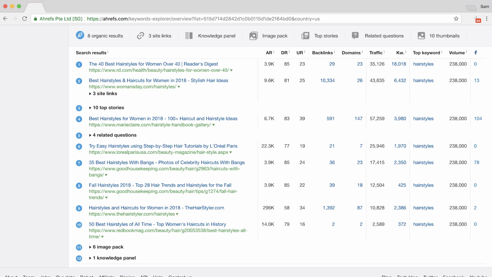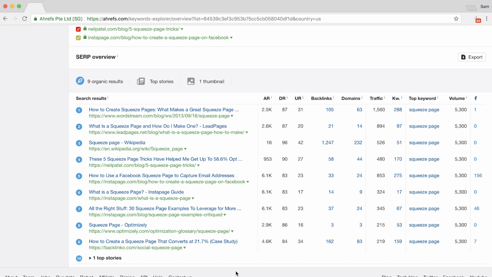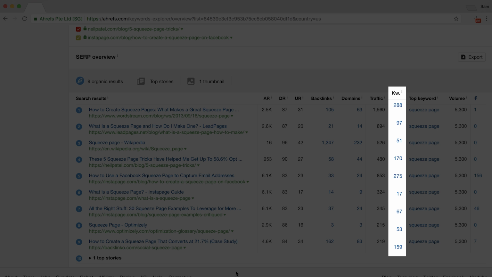So myth busted. Now every single topic has a search demand curve and they fall into 2 distinct buckets. So topics that fall into bucket number 1 are usually broad and have a very long tail with a ton of relevant phrases. Looking at the top 10 ranking pages in Keywords Explorer for the query hairstyles, you'll see that most of these pages rank for thousands or tens of thousands of different relevant keywords. And bucket number 2 are usually topics that are much more focused and will have much fewer long tail keywords. So for example, if you look at the SERP for a squeeze page, you'll see that the number of keyword rankings is significantly less because the topic is so focused.